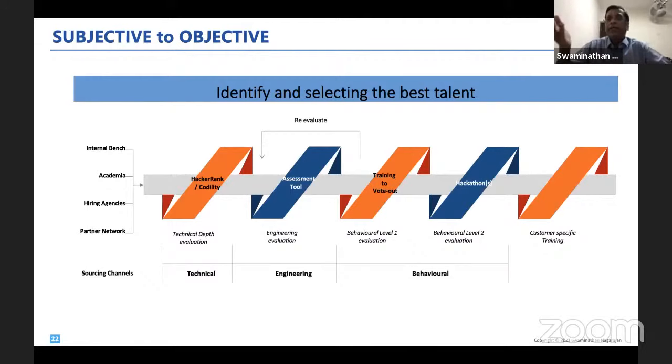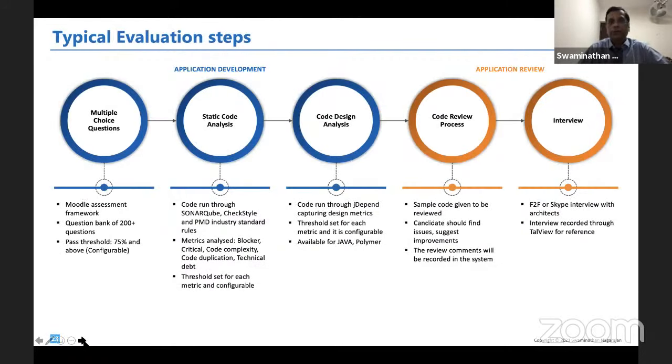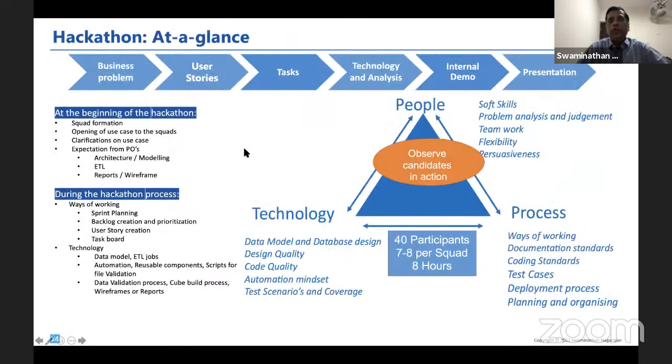So during a hackathon, I get a chance to observe you. Many of you know about hackathons. In a hackathon, you typically look at about 40 to 50 participants, break them into 7 to 8 per squad, and it is conducted over a day. Many customers also get involved, though customers may not always get involved. But you look at how the team behaves.